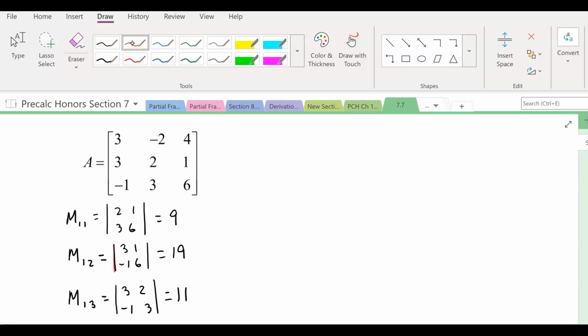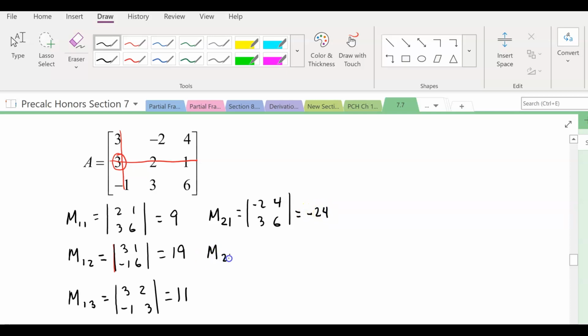Now we're going to start with the second row. I'm going to start with this entry, so I'm going to cross out everything that's in that row and column. I'm going to find the minor for row 2, column 1. I crossed out row 2 and column 1, and the entries that I have left are negative 2, 4, 3, and 6. So we'll find that determinant. It's negative 12 minus 12, so that's negative 24. Then we're going to do the minor for 2, 2. Then we'll do the minor for 2, 3.